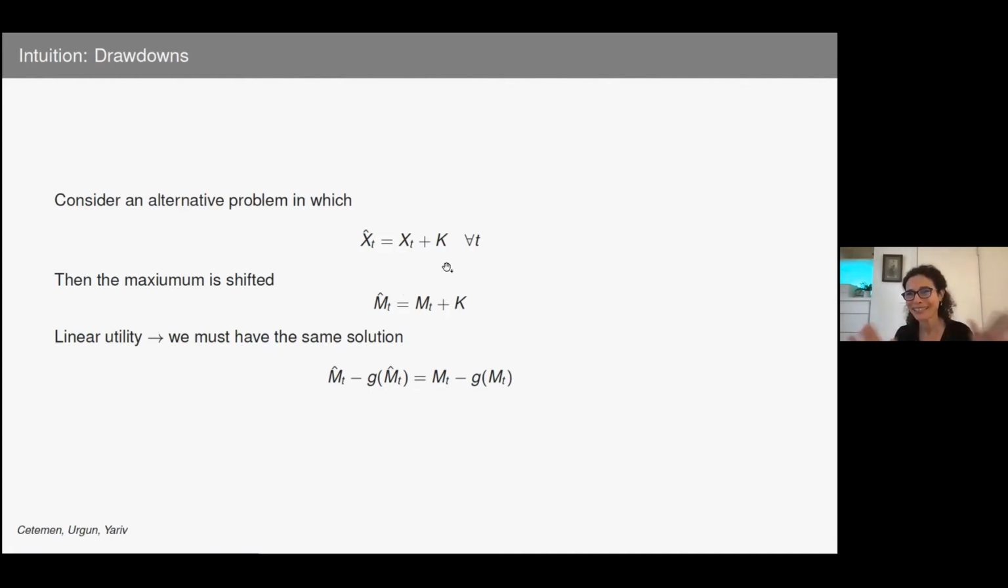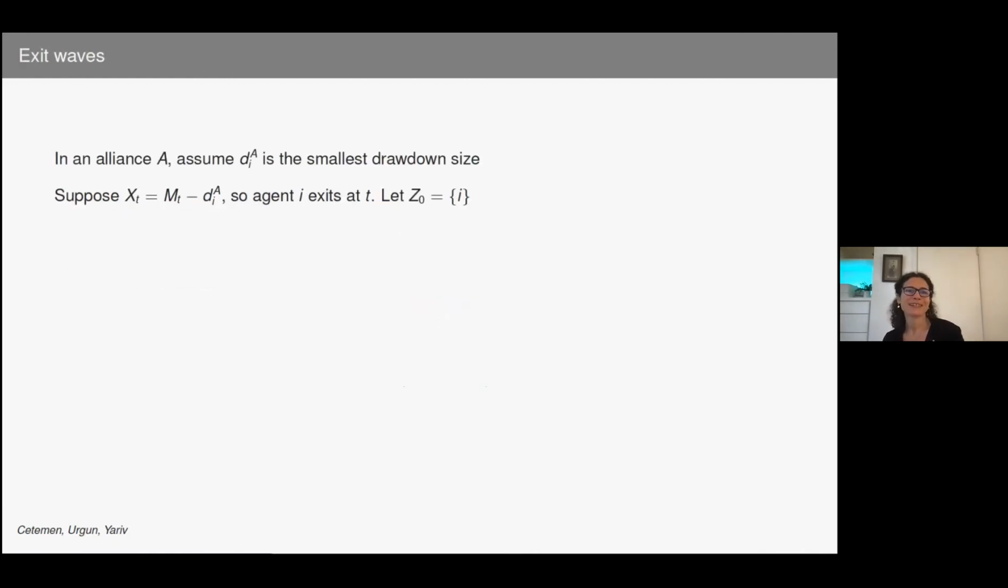We have here a game, so this is certainly not a proof, but hopefully it gives you a feeling of why we should expect this. All right, so how do we get to an exit wave? In an alliance A, let's assume that d_i^A is the smallest drawdown size. I just told you that smaller drawdowns mean more demanding stopping, so the person with the smallest drawdown size is the person who stops first.